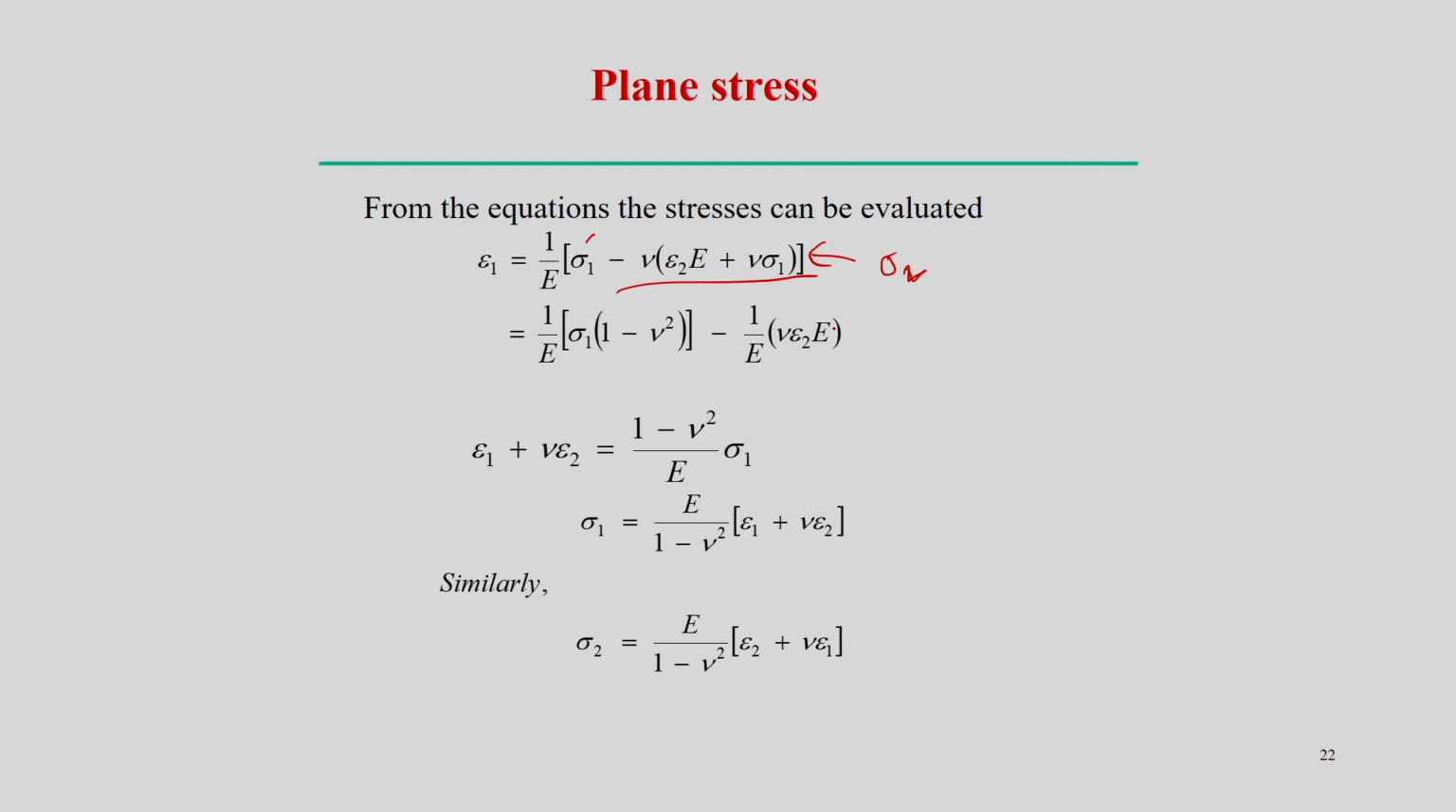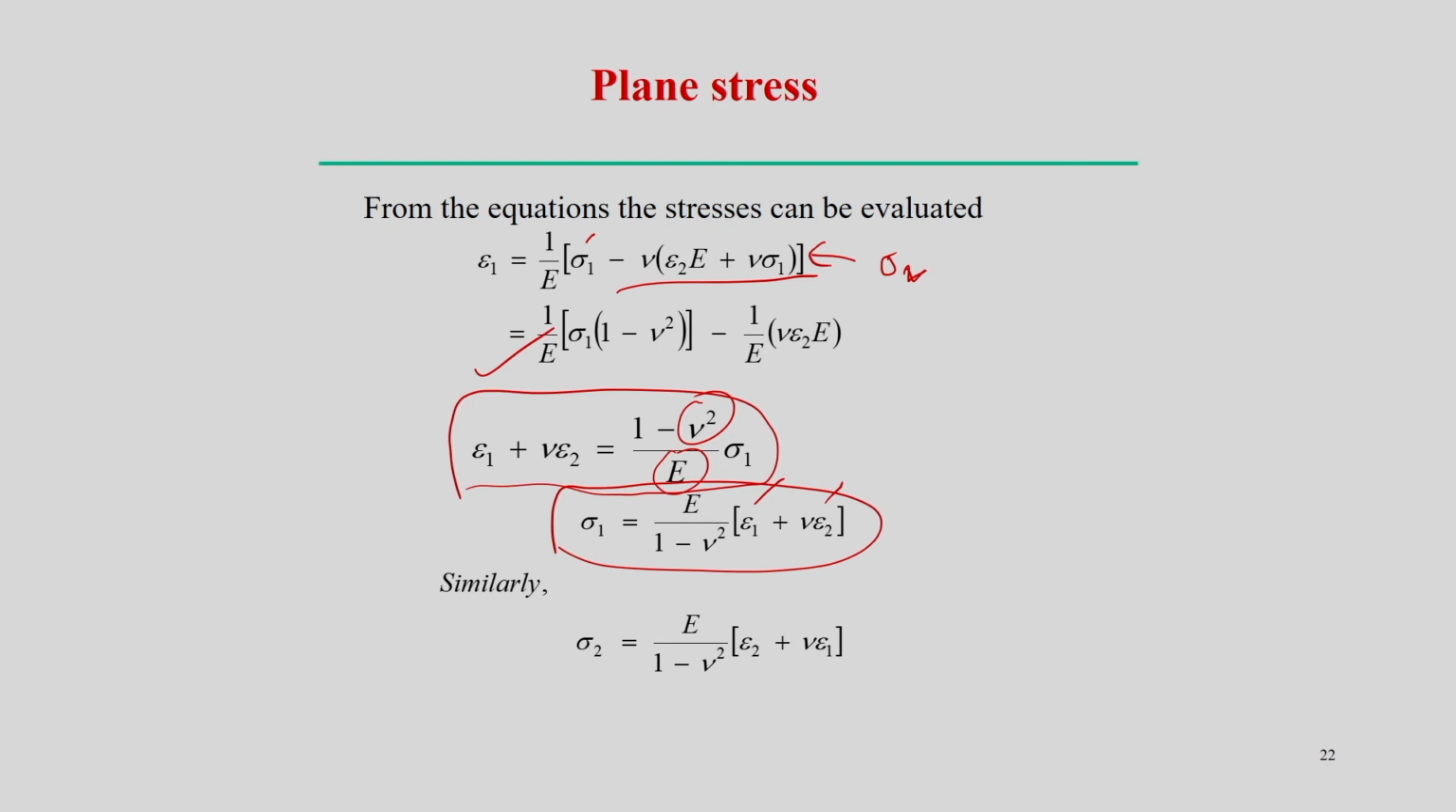Even if we put sigma 1 there, it is 1 minus nu square, and epsilon 2 also in terms of E. So, this is the expression we can get. Now, from here we can find epsilon 1 plus nu into epsilon 2 in terms of sigma 1, but other material properties are also included in this particular expression. Then from this expression sigma 1 equals E over 1 minus nu square times epsilon 1 plus nu epsilon 2, and the other material parameters or material properties.